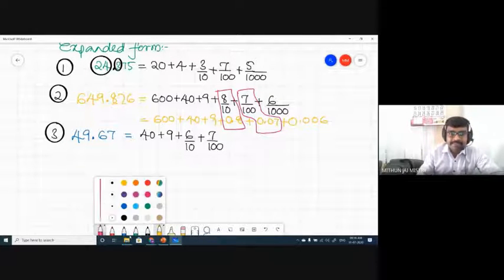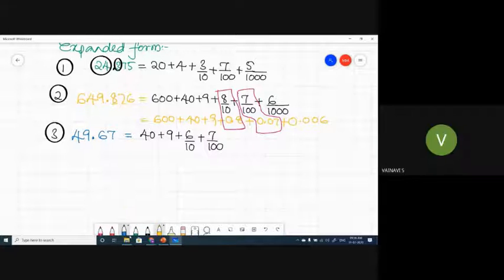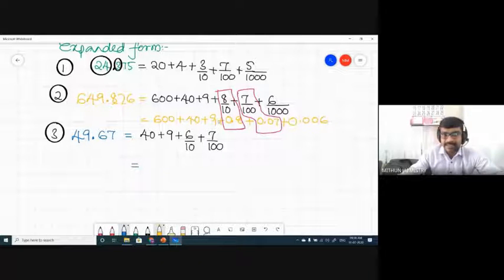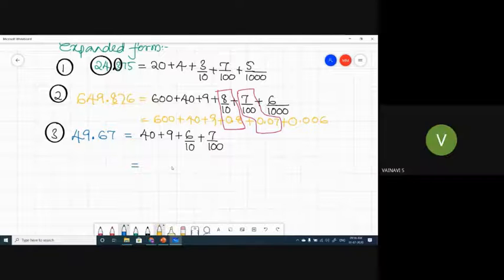Now we will understand it again, but before that I would like to take help of Vainavi this time. So Vainavi, where are you? Help me. Please, can you tell the expanded form of 49.67 in the second way, that is, instead of using fraction, just using the decimal form? Yes, sir. 49.67: 40 plus 9, plus 0.6, plus 0.07. Very good.